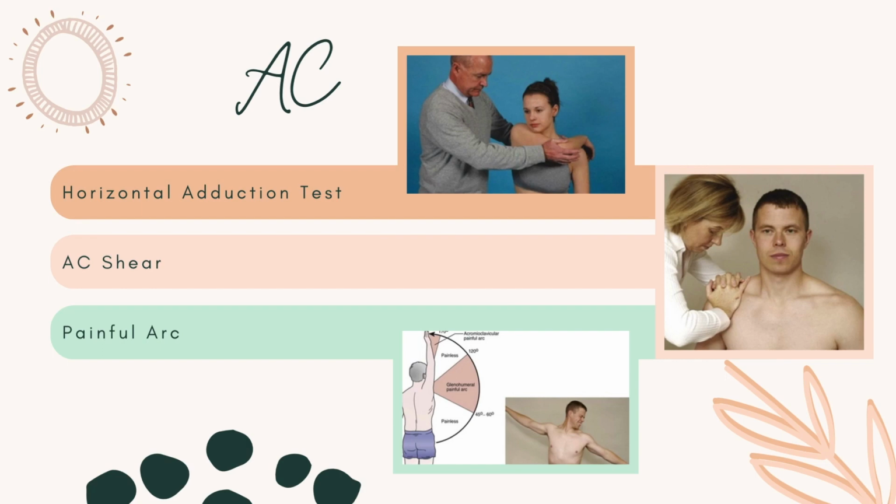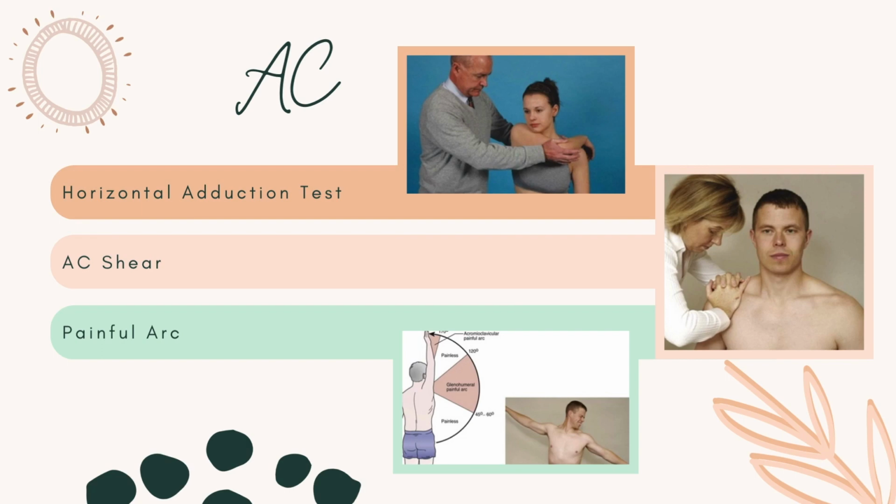The AC shear, you're going to cup your hands over the deltoid muscle with one hand on the clavicle and one hand on the spine of the scap, and you're going to squeeze the heels of your hands together. So you're going to shear that AC joint, and a positive finding would be pain reproduced at the bicipital groove.